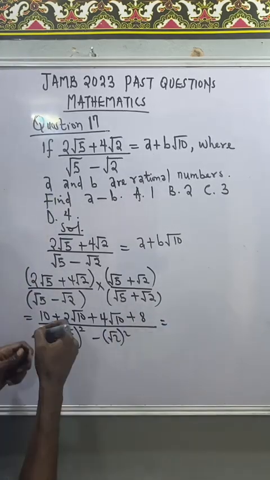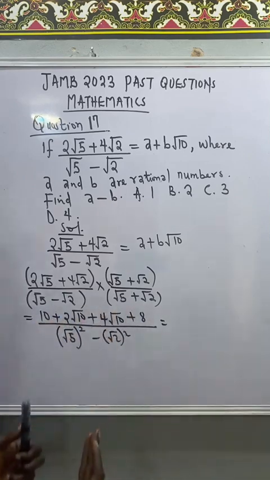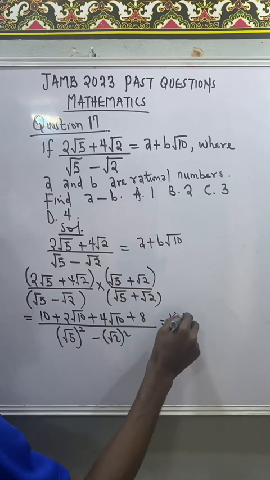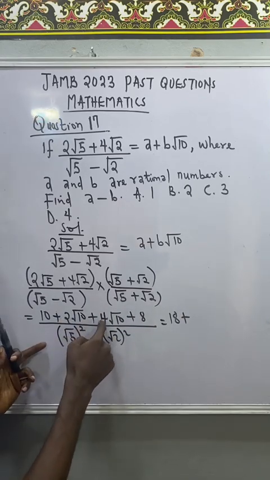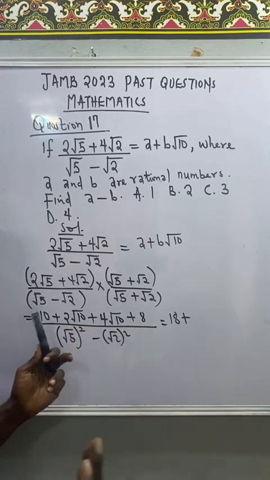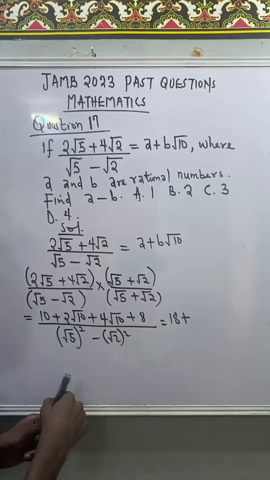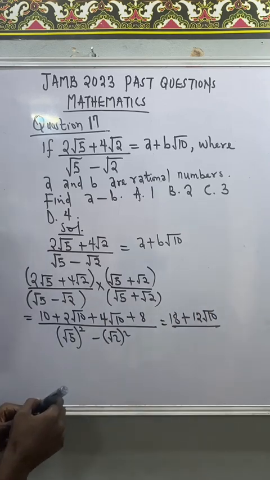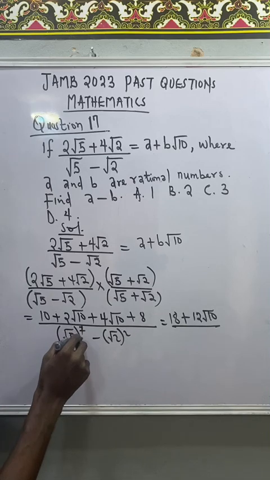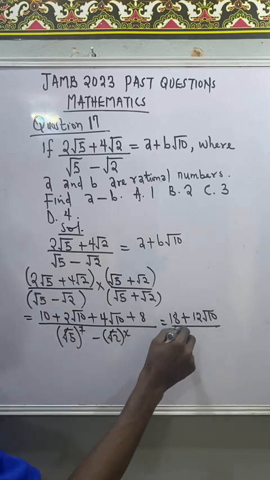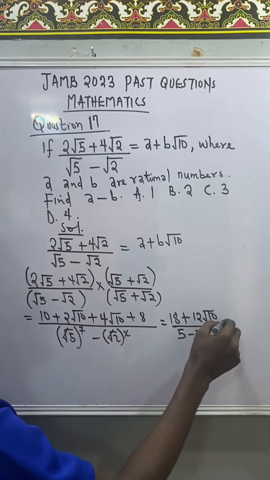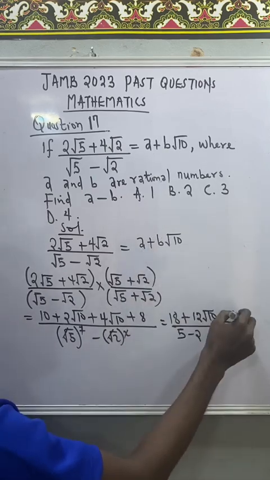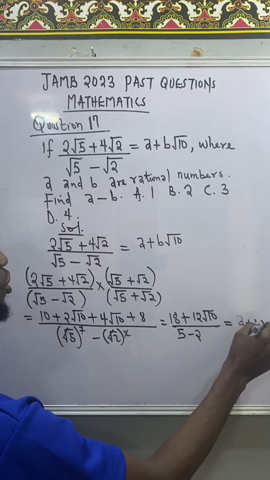Now let me collect like terms here and simplify further. 10 plus 8 gives me 18, plus 2 root 10 plus 4 root 10. These are similar surds that I can add together. 2 root 10 plus 4 root 10 gives me 12 root 10, all divided by, now root 5 squared, the square root will cancel the square, I will have 5 minus 2. Now, everything should be equal to our initial expression, which is a plus b root 10.